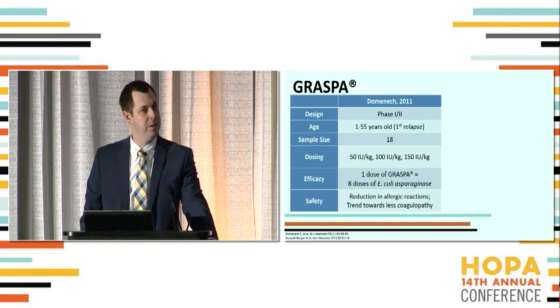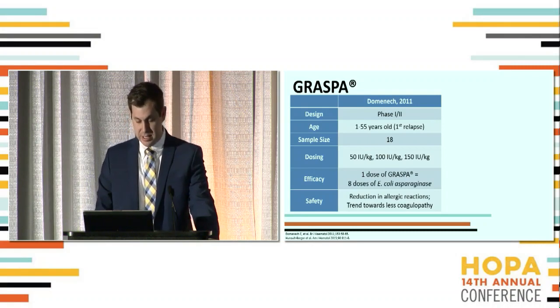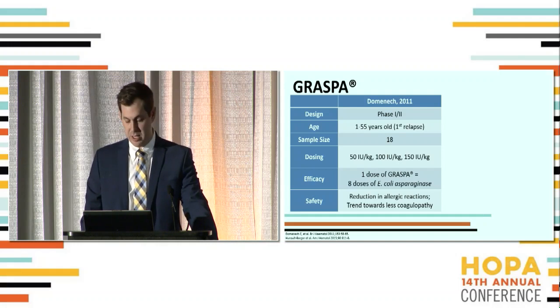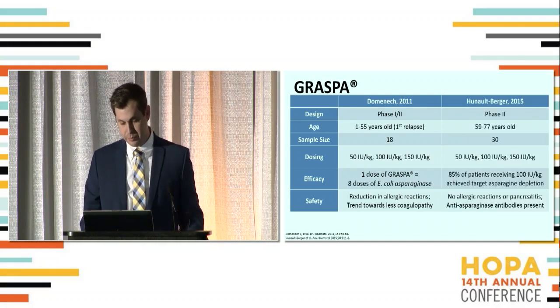And when they looked at some safety parameters, they did note a reduction in allergic reactions. You have to take that with a bit of a grain of salt since these were just 18 patients. But no patients developed hypersensitivity, and they showed a trend towards less coagulopathy. No patients had thrombosis, but 3 patients did have coagulation factors depleted, either fibrinogen or antithrombin 3. All of the other adverse effects were noted to be roughly the same as the comparator products.